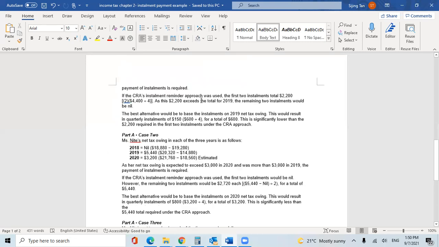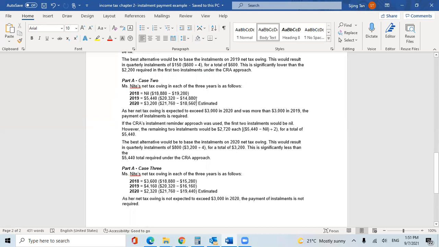Now you follow the same, we do part A, case 2. The same when we calculate, for the first year, because our tax withholding is higher than the tax payable amount, we got nil for the first year, and second year we got $5,440, and third year we got $3,200. Now we see that our net tax owing for the current year is more than $3,000. And then when you compare 2018 and 2019, 2019 is over $3,000. Then we confirm that Ms. Knight needs to pay installment payments for case number 2.